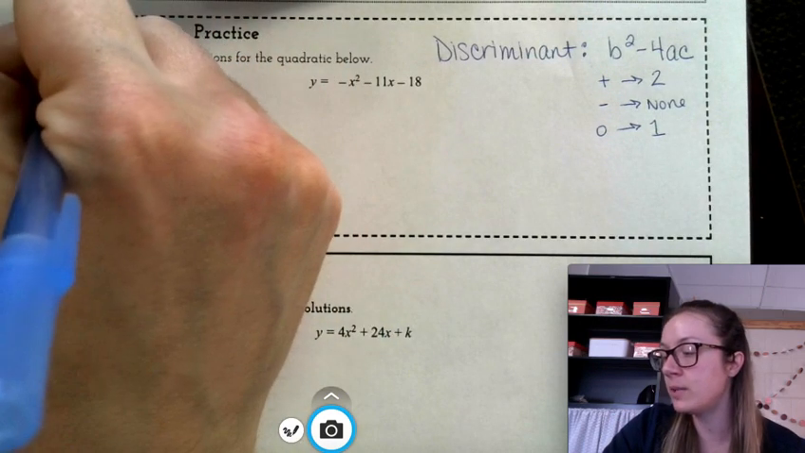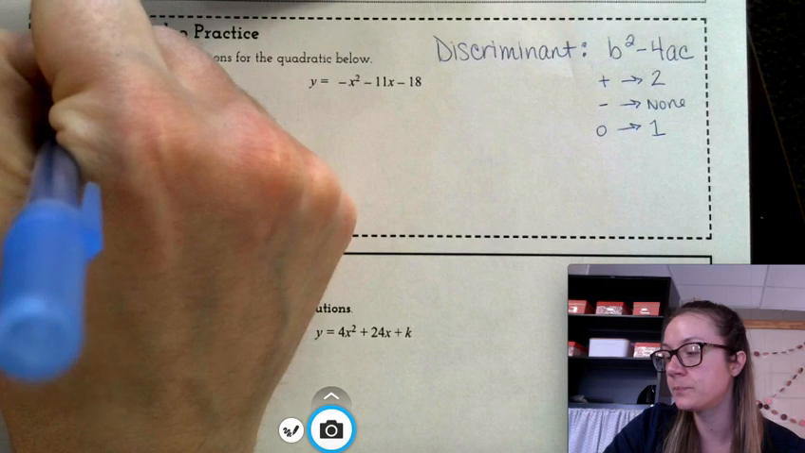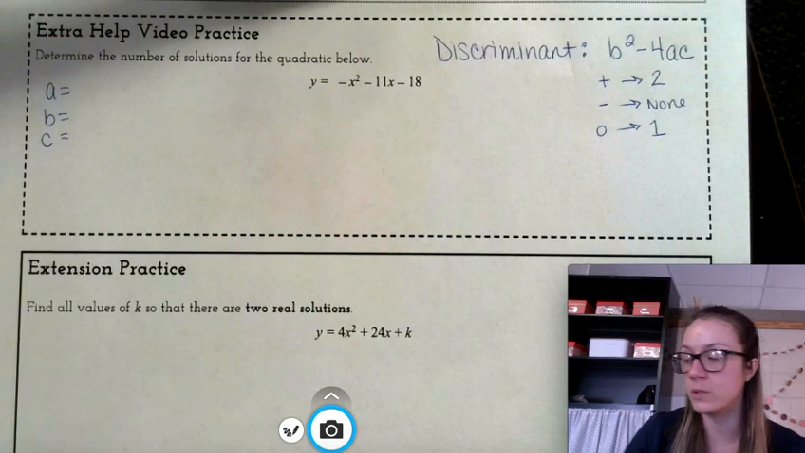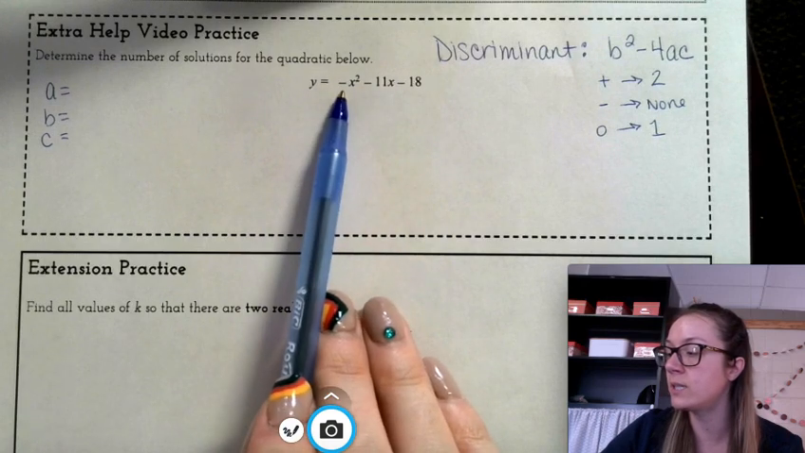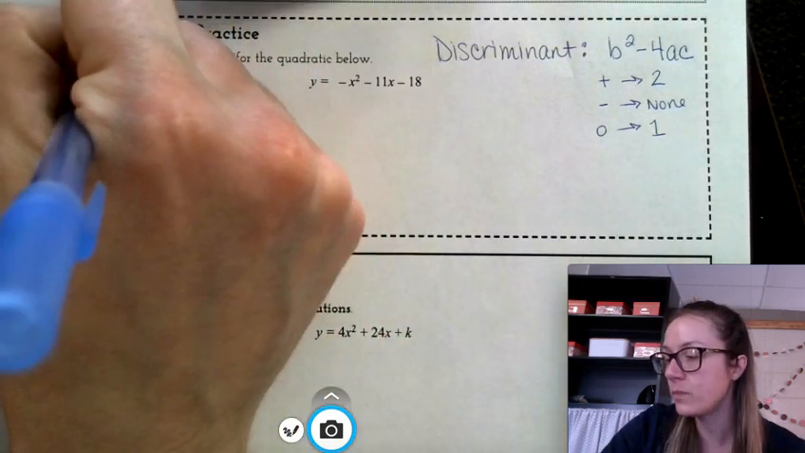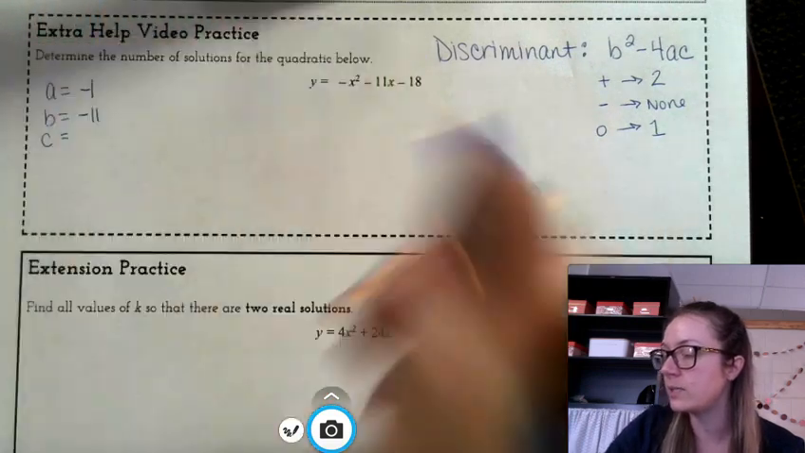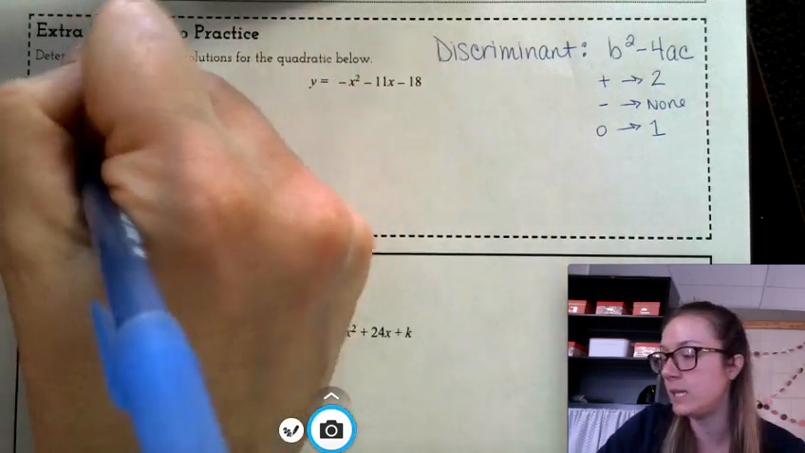So I'm going to label a, b, and c over here. And remember, our a value is the number in front of x squared. So in this equation, it's a negative 1. Our b value is negative 11. And our c value is negative 18.